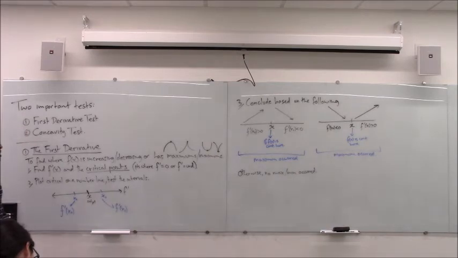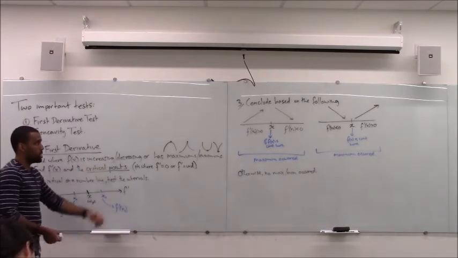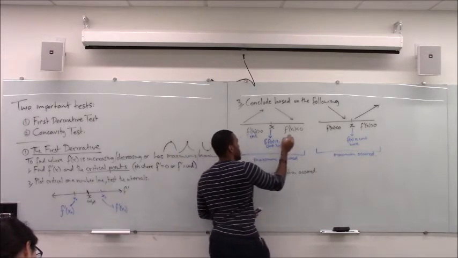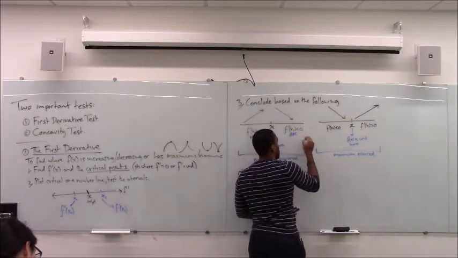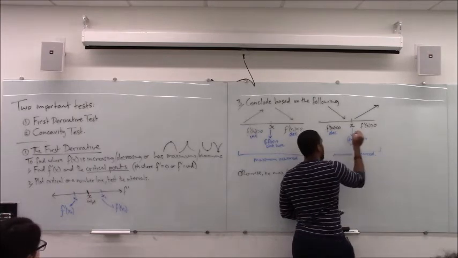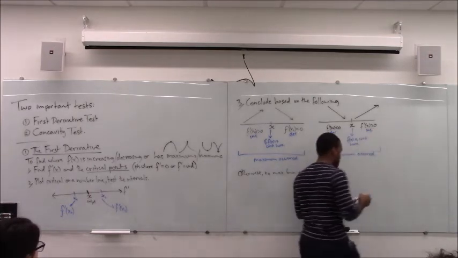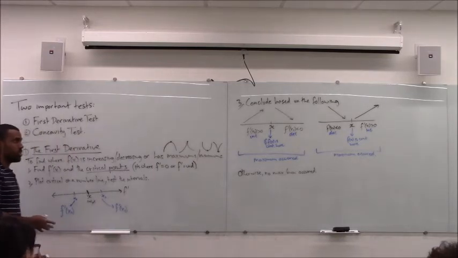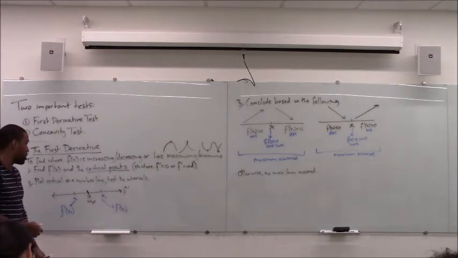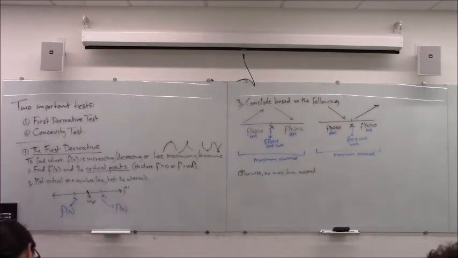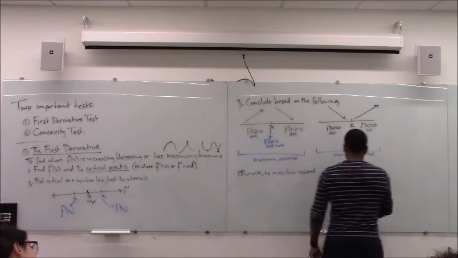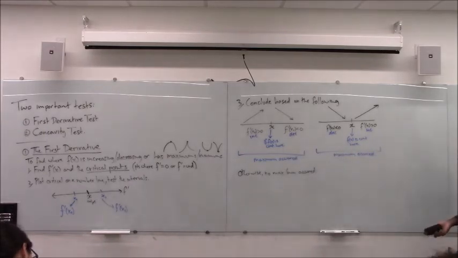You'll be able to identify where your function is increasing and decreasing. Remember, increasing means derivative is positive. Decreasing means derivative is negative. So you can identify all your points of increasing and decreasing, as well as if any maximums and minimums will occur, all by doing this test using the first derivative. So that's the first test you should know, the first derivative test.